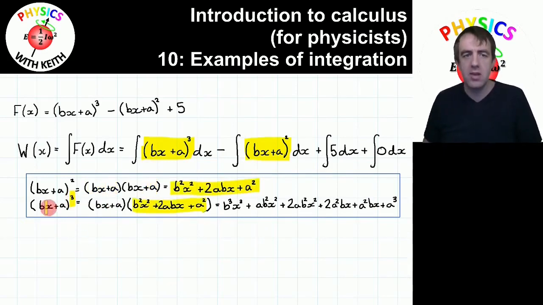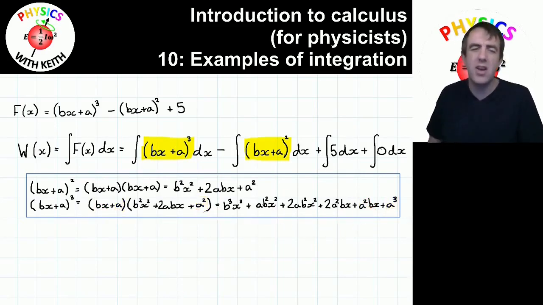Now, cubing means I multiply by bx plus a again. So I take the bx plus a and I multiply it by another bx plus a. So we have b squared x squared times bx is b cubed x cubed. A multiplied by b squared x squared is a b squared x squared. bx multiplied by 2abx is 2ab squared x squared. A multiplied by 2abx is 2a squared bx. bx multiplied by a squared is a squared bx. And finally, a multiplied by a squared is a cubed.